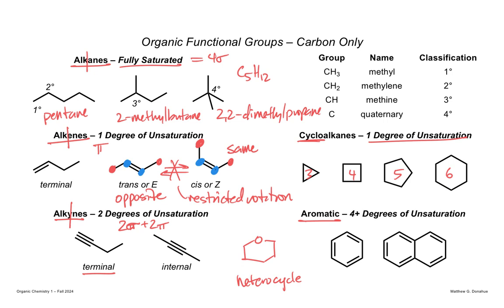So aromatic compounds, and this is organic chemistry too, but we still need to know they're hydrocarbons. They have 4 or more degrees of unsaturation. So this one is called benzene. That has 3 pi bonds plus 1 ring, which is the 4 degrees of unsaturation. The other one's called naphthalene.